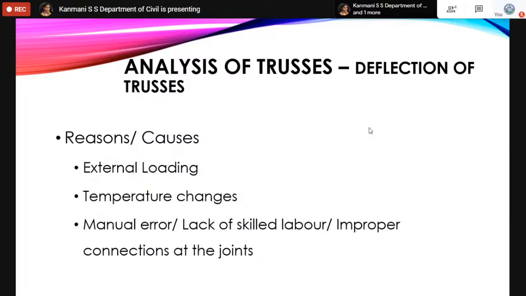So we are analyzing to find the deflection of trusses. Member forces in the determinate structure are over. Now the deflection. Why does this deflection occur in trusses? There are a number of reasons, to jot down a few.